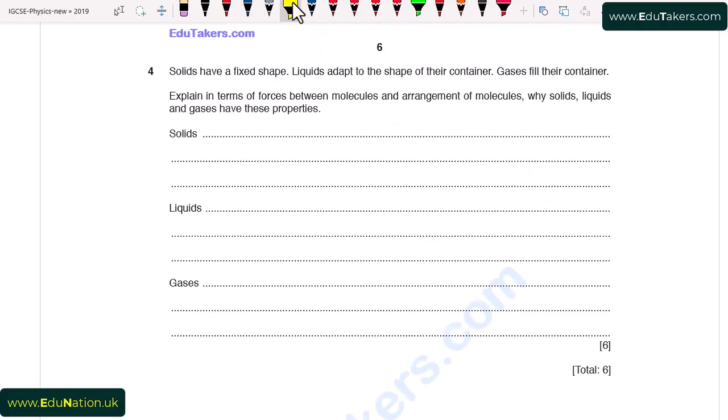Question number 4. Solids have a fixed shape. Liquids adapt to the shape of their container. Gases fill their container. Explain in terms of the forces between molecules and arrangement of molecules why solids, liquids and gases have these properties. So first of all, we know that the molecules of a solid are very close to each other and there is no spacing between their molecules. So these are the solid molecules.